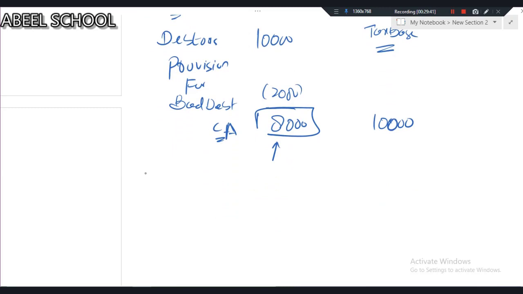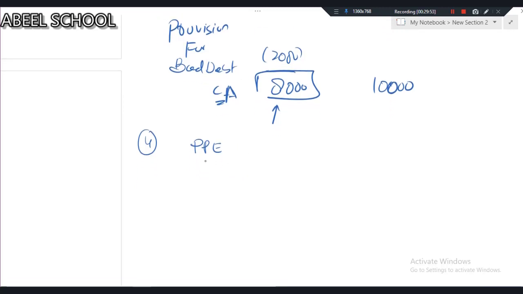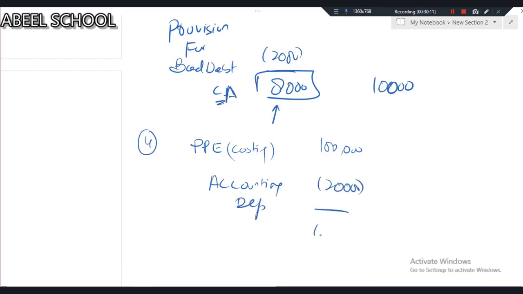Okay, another example. In case of property, plant and equipment, how do we find out the carrying amount? Assuming the plant is costing 1 lakh, I'm just assuming the data, and accounting depreciation is assuming 20,000. So the net book value of property, plant and equipment is 80,000. That becomes the carrying amount of property, plant and equipment.